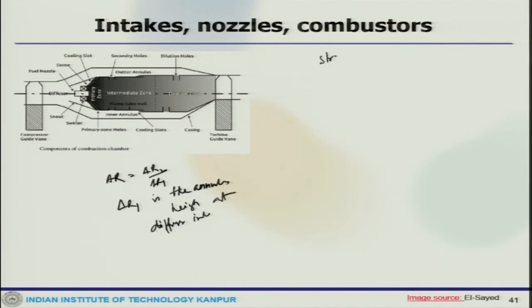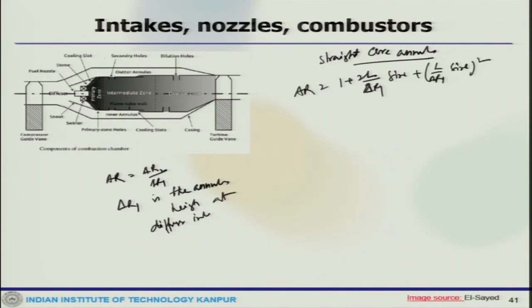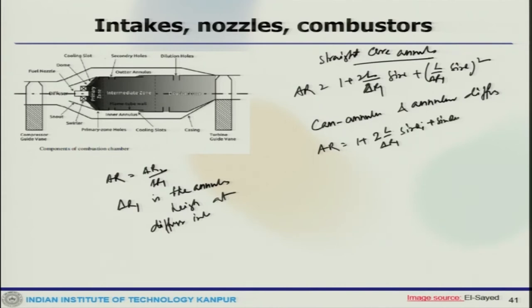Now for the straight core annular, the area ratio is 1 plus 2L by delta R1 sin theta plus L by delta R1 sin theta whole square. And then if it is a can annular diffuser, then the area ratio could be 1 plus 2L by delta R1 sin theta I plus sin theta naught, plus L by delta R1 sin theta I plus sin theta naught whole square.